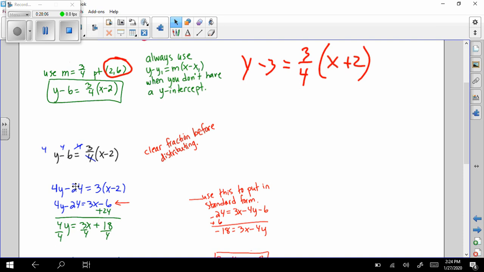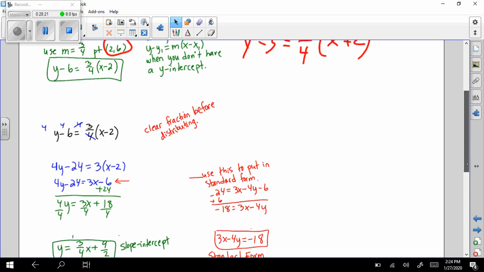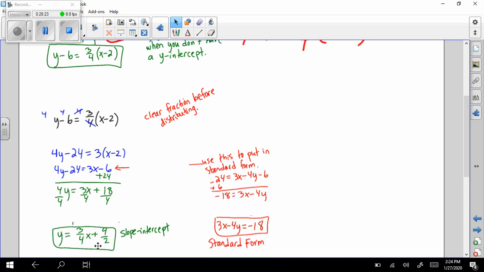Six times 4 is 24. 4 times y is 4y. The 4 is canceled out. Leave the 3 to distribute in and get 3x minus 6. Bring the 24 over. Divide by the 4. You're going to end up with 3/4 x plus 9 halves. Okay? So there's slope-intercept form.